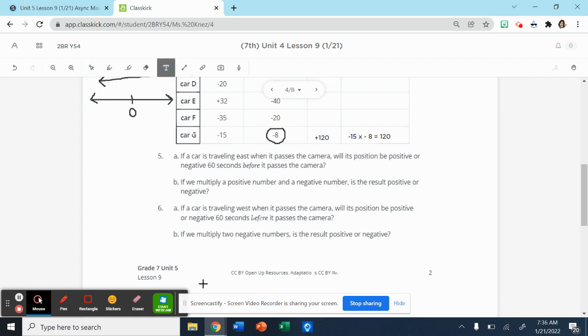And so the key takeaway from today, what I had everyone repeat over and over again at the end of class, is that a negative times a negative equals a positive. When we multiply 2 negatives, that is equal to a positive. I would like you to pause this video and try questions 5 and 6.